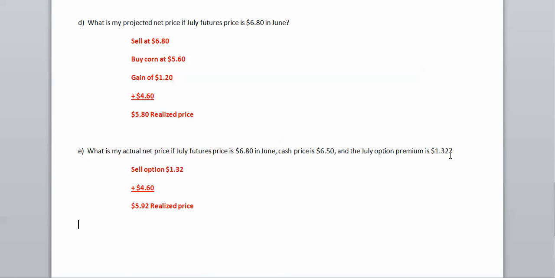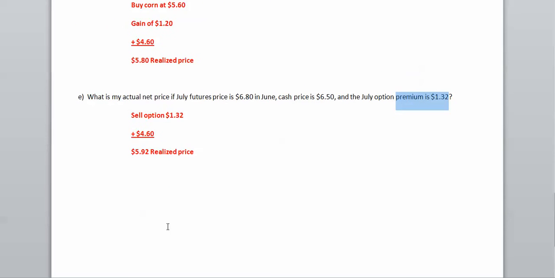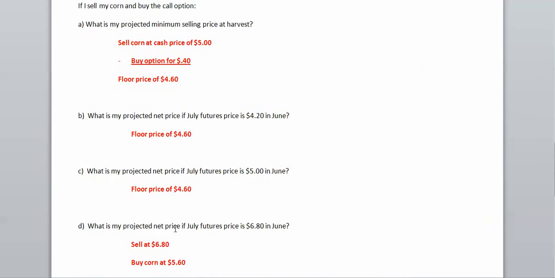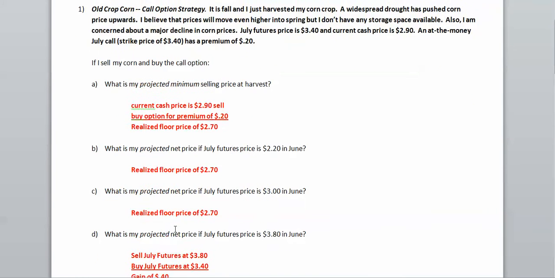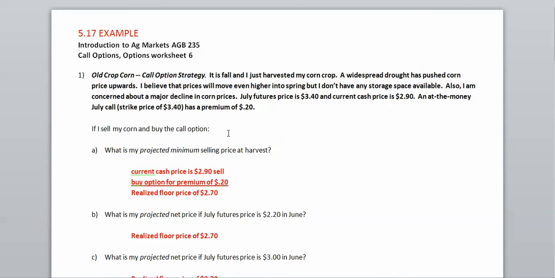Why? This option is $1.20 in the money, but the option premium is now $1.32. We have 12 cents of extrinsic value due to the demand on the board, and therefore we're going to sell this option, take advantage of that 12 cents of extrinsic value. Therefore, we lock in a realized price of $5.92. Again, we have just taken advantage of call options as a grain seller. They allow us to take advantage of price increases in our grain without storing and maintaining those bushels.